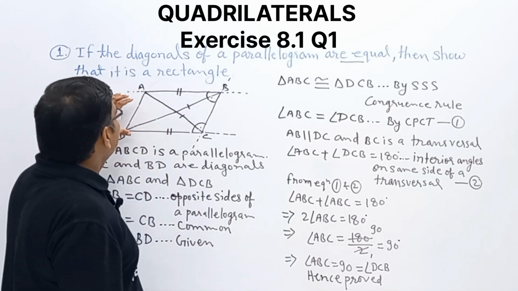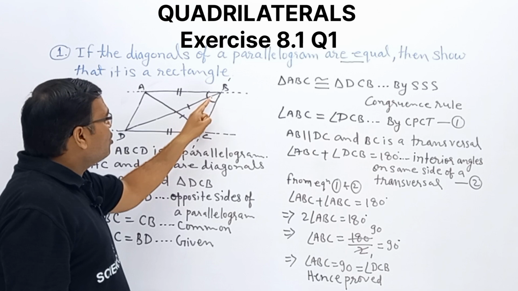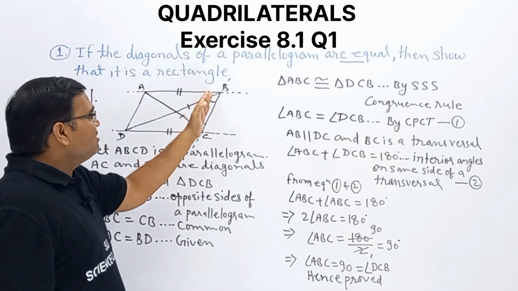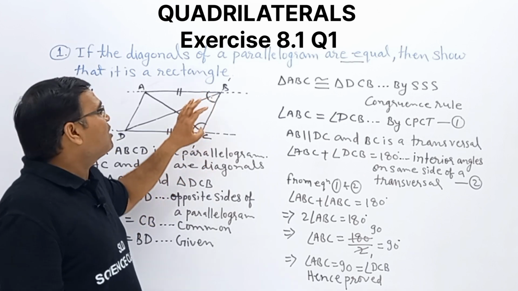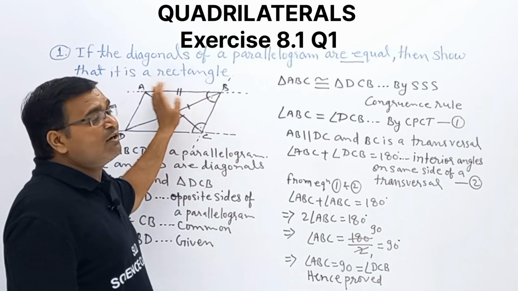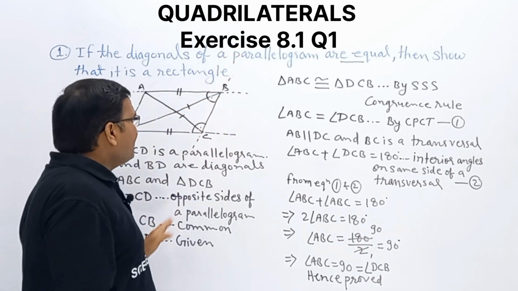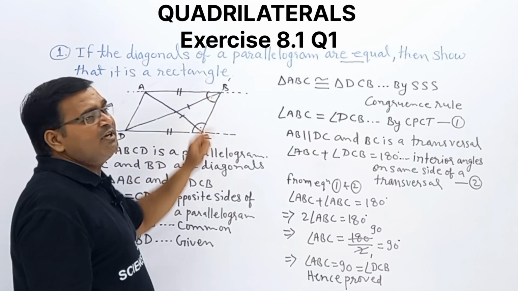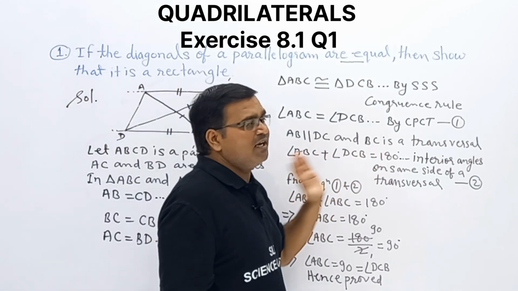Clear? Now these two are parallel lines and one transversal is there. It means the sum of both angles will be what? 180 degrees. Why? Because these are what? Interior angles on the same side of the transversal. Two parallel lines are there, one line is intersecting. So the sum of interior angles on the same side of a transversal will be what? 180. So the sum will be 180.